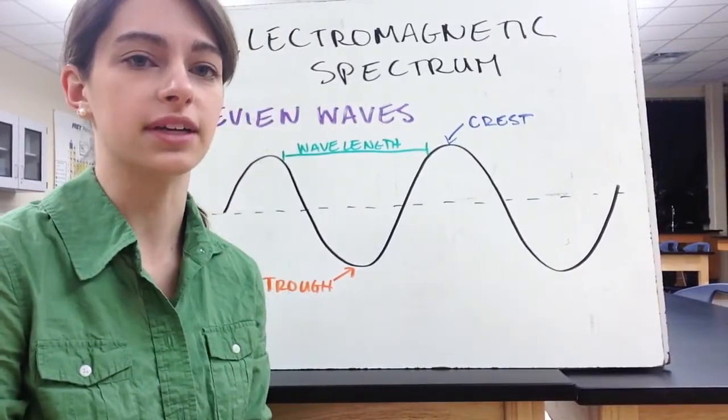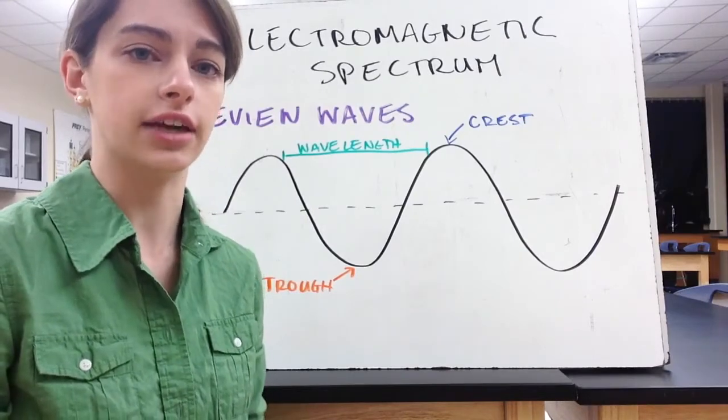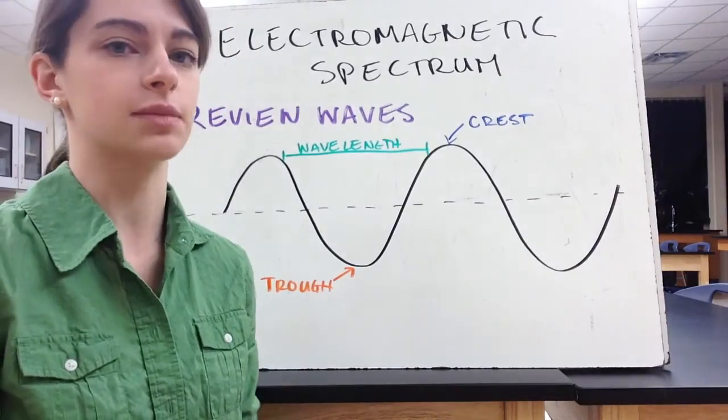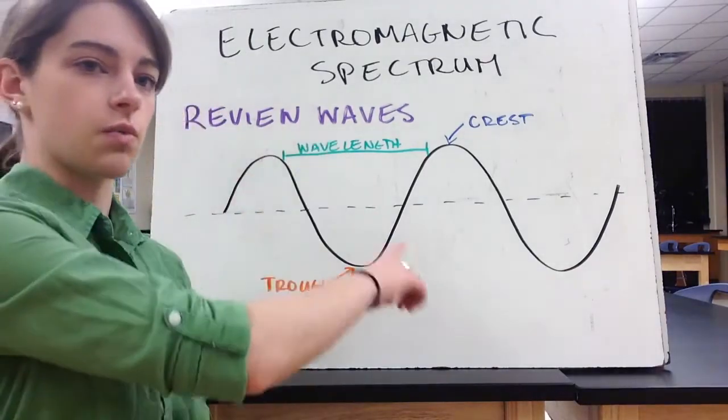The electromagnetic spectrum is something that always comes up when we're talking about light, and particularly energy. But before we can actually talk about the spectrum, we need to review a little bit about waves. So here's a general wave.